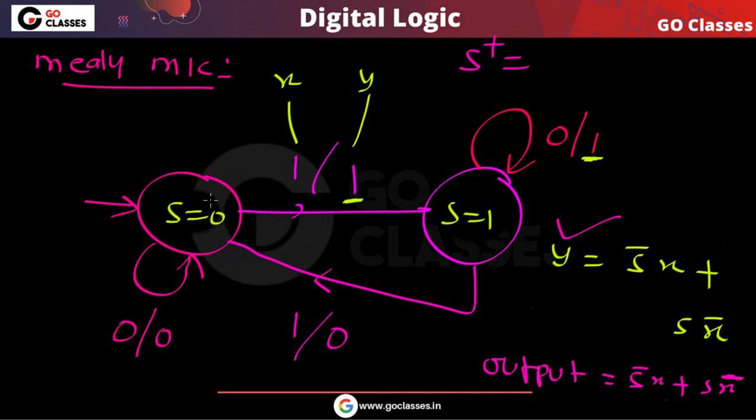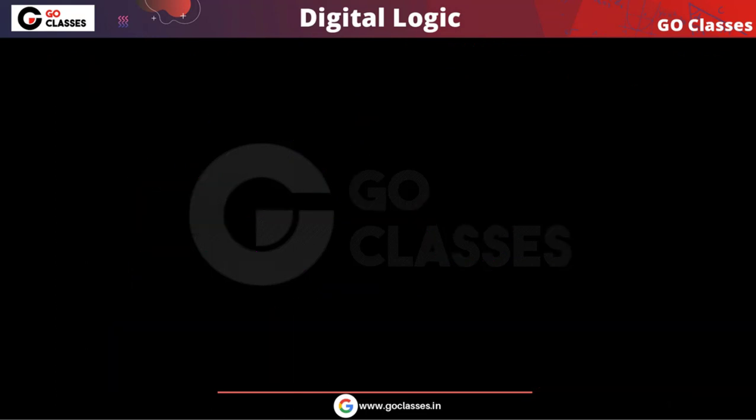Very simple. If s is 0 and x is 1, then the next state will be 1, correct? Or if s is 1 and x is 0, then also the next state will become 1. So this is your next state variable equation. We have written the next state equation and the output equation from this state diagram. You can also write these equations from the state table if you want.